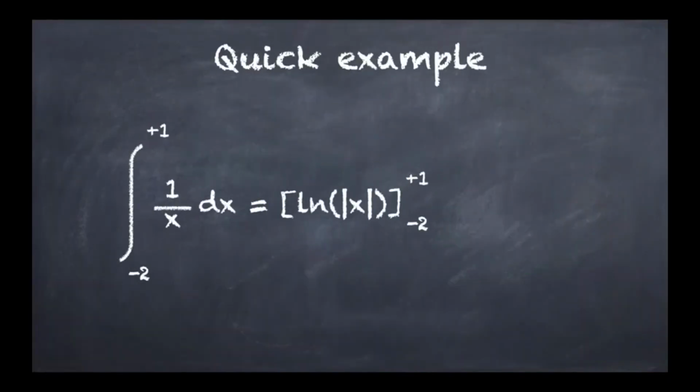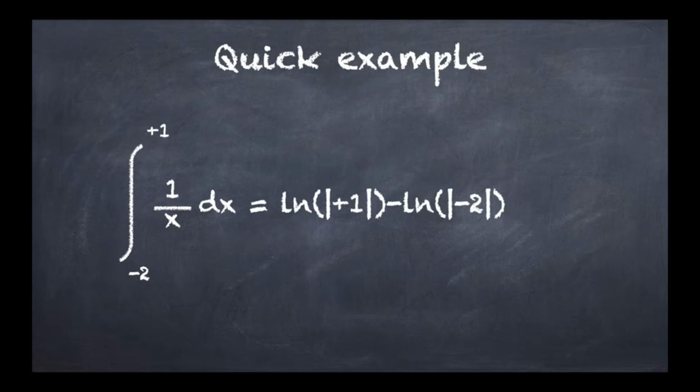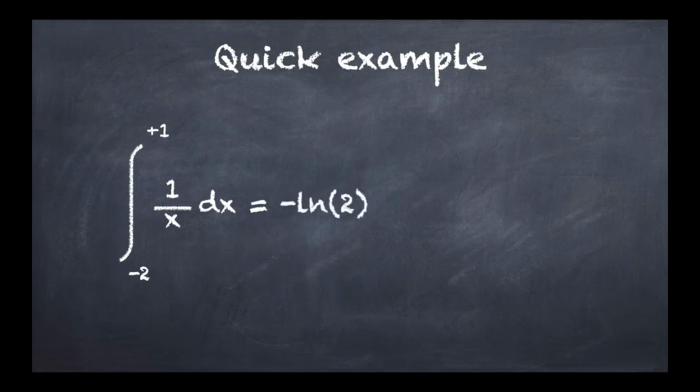Now, as a result, because they know the antiderivative is log of x, they are going to do the following manipulation. They are going to put it in square brackets like this, and then this is going to be equal to the log of 1 minus the log of the absolute value of -2, which as a result is going to give minus log of 2.